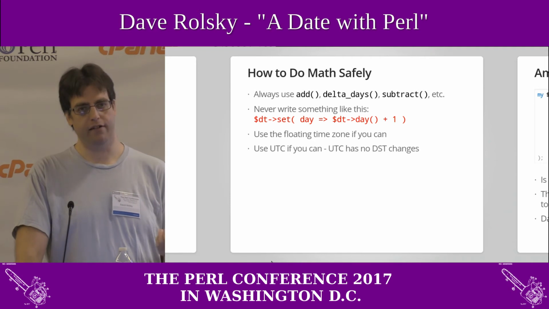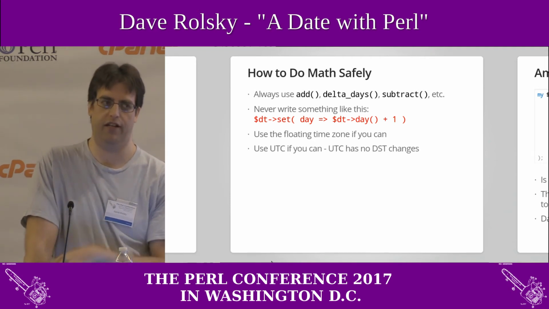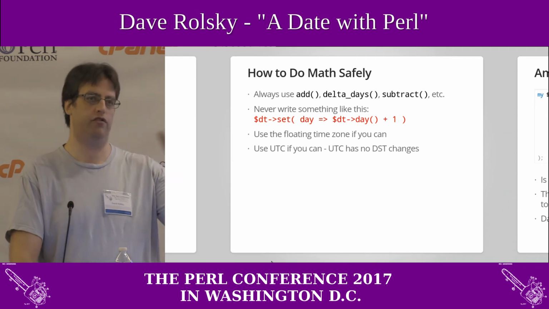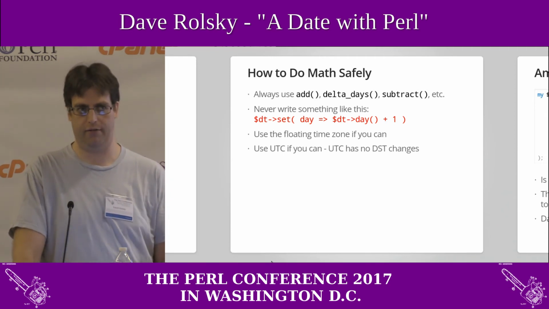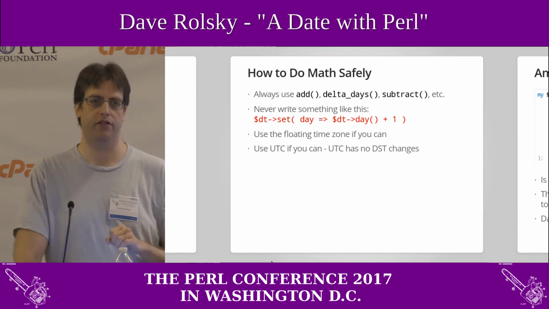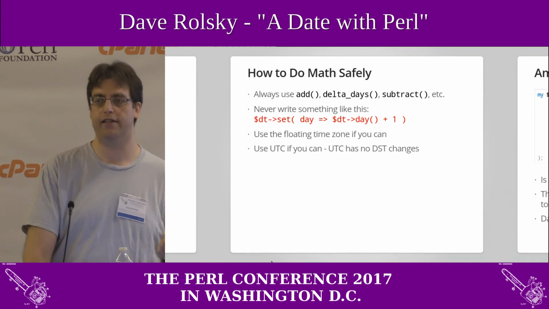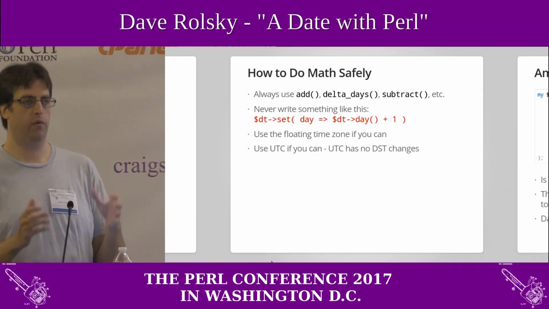If you don't actually care about time zones, just use the floating time zone. It'll eliminate a huge number of these problems because a lot of them relate to leap seconds and DST. It won't eliminate that end of month issue, but it'll eliminate a lot of the others. And then the other option is consider using UTC when you do math.